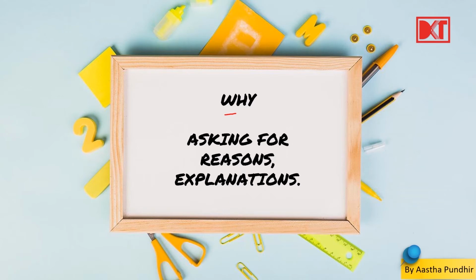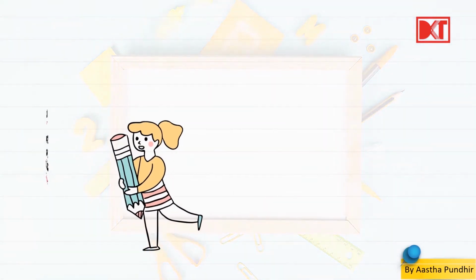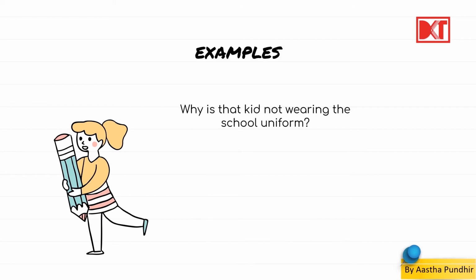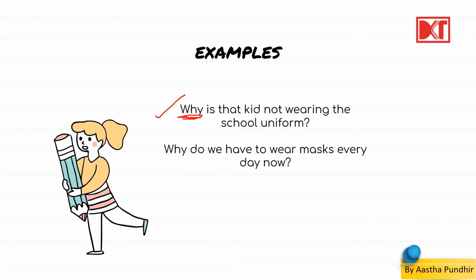Next we have why. Why can be used for asking for reasons and explanations. Alright. As to why someone did something, or as to why did this happen, for these purposes. Here we have, why is that kid not wearing the school uniform? So we are asking for a reason as to why that kid is not wearing the uniform. Why do we have to wear masks every day now? So again, this is asking for an explanation, for a reason for something.